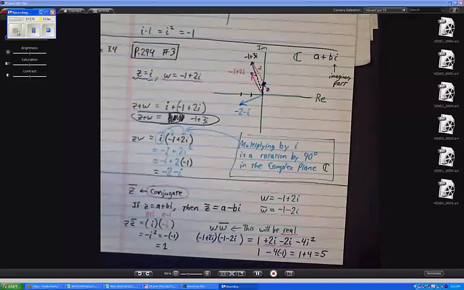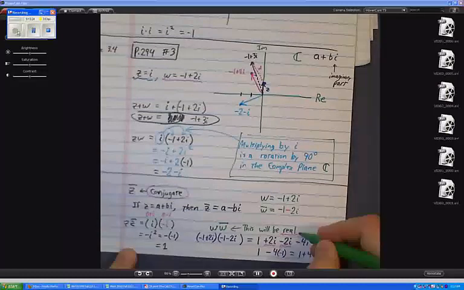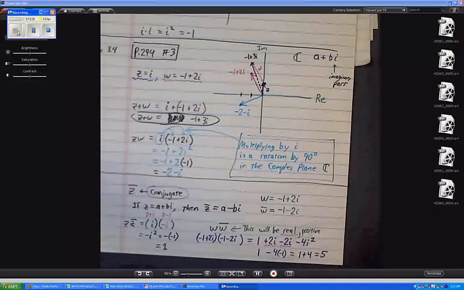I'm going to say a little bit more. Not only will this be real, it will also be positive. I don't know if you see why that is. It's because you're always going to get minus a negative number, and so you're always going to get a positive.